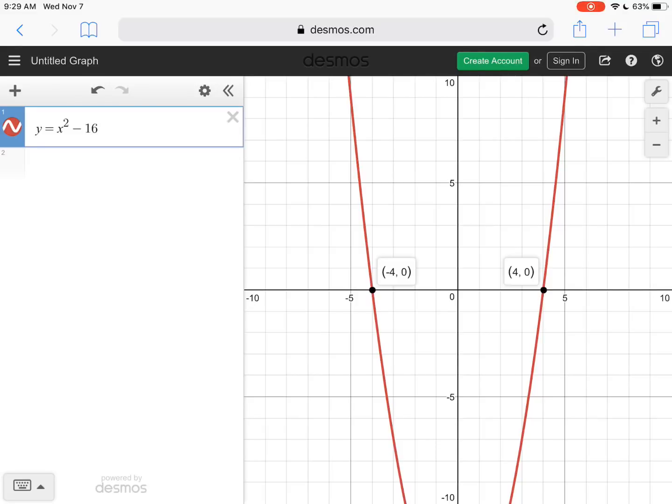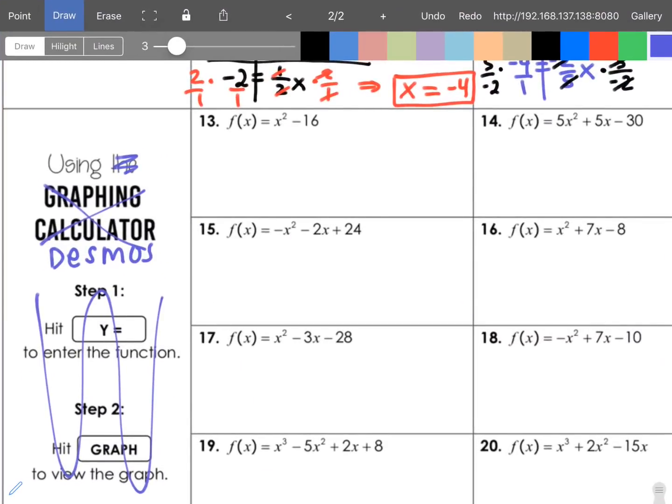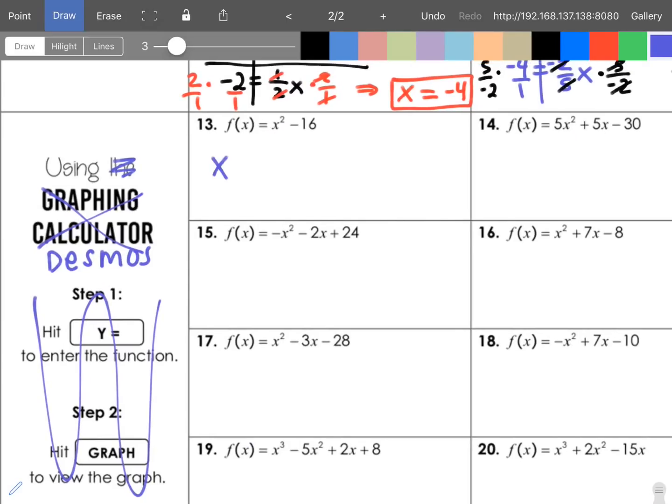So what's my x on the left? One of my x's is negative 4, and one of my x's is positive 4. So here we can write x equals, with that little curvy bracket because we have more than one answer, negative 4 and 4.